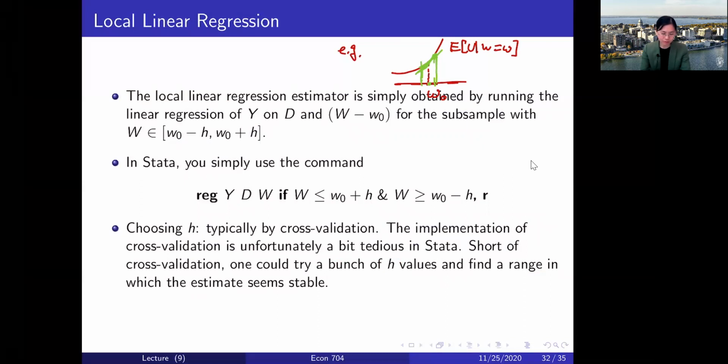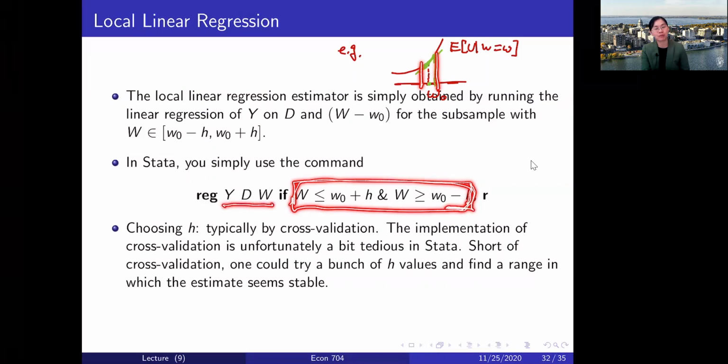One thing to make sure is that the subsample that satisfies this restriction is not too small. Say not smaller than 20 observations, because if it's too small, then this regression will be using too few observations. The estimates will not be accurate. But of course, you don't want H to be too big either, because when H is too big, the linearity on that interval will not be a very good approximation.